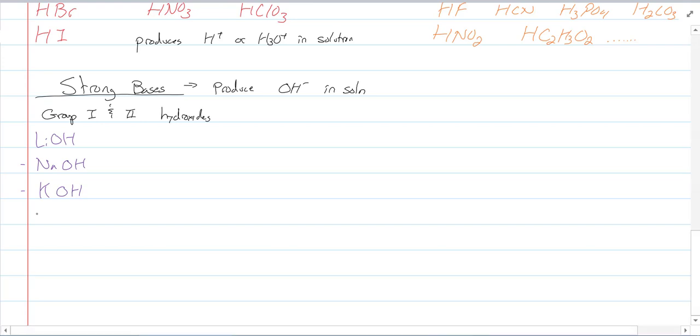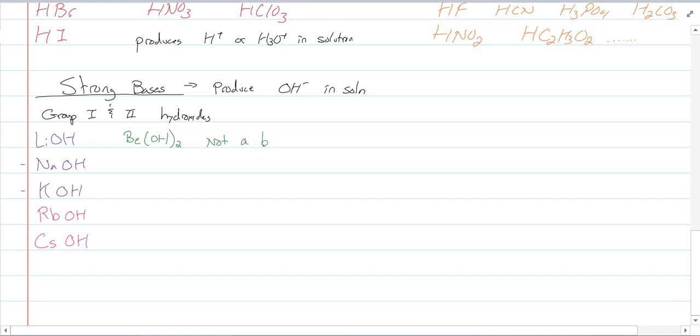Now, rubidium hydroxide and cesium hydroxide are strong bases, but they're a little too strong and dangerous to use. They dissolve beakers and stuff. We're not going to use those in a lab setting, but they are strong. Beryllium hydroxide, that one is not a base. It's covalent. Let's spell base right.